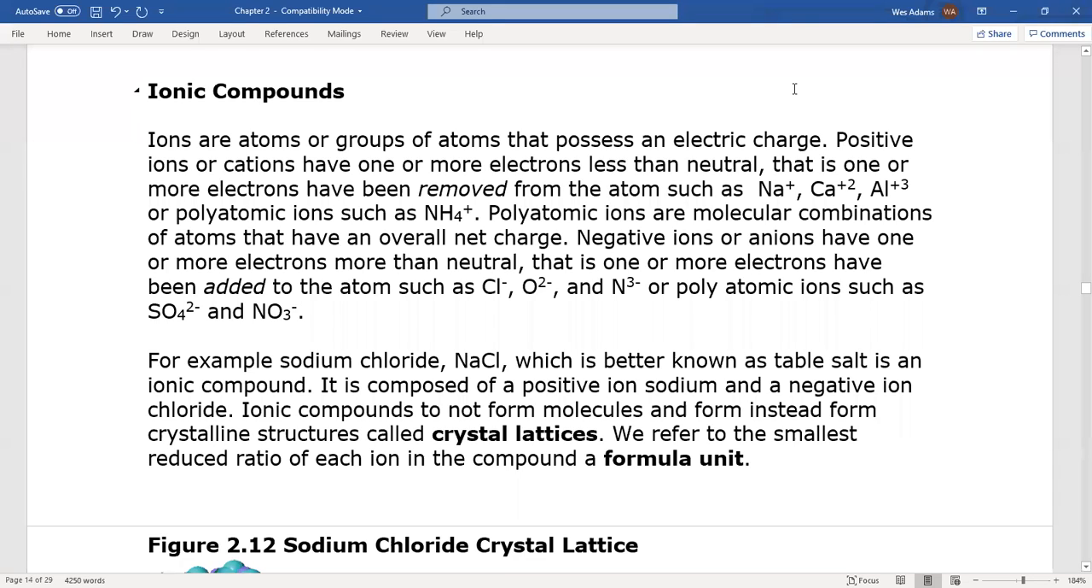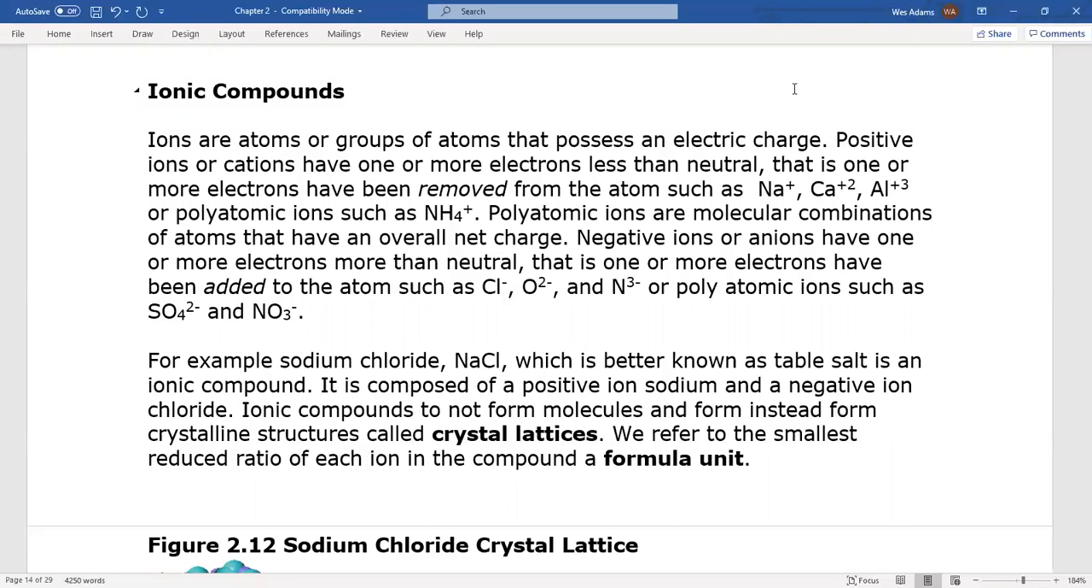All right, let's talk about ionic compounds. Remember, ions are atoms or groups of atoms that possess a net electric charge. They can be positive ions or cations. For example, you can have sodium or calcium or aluminum, all that have positive charges, or polyatomic ions such as ammonium. Remember, polyatomic ions are molecular type compounds, but they have an overall net charge. For the purposes of forming ionic compounds, the ammonium is the one we're going to worry about.